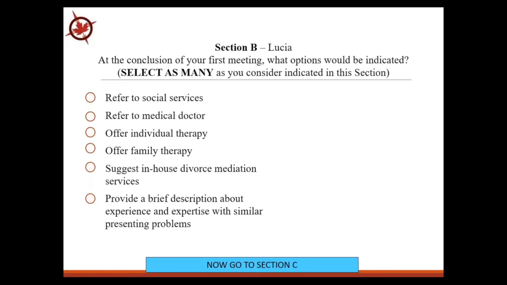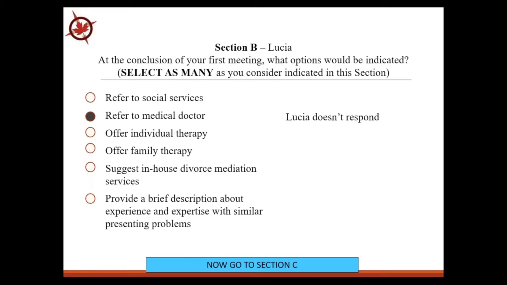So let's say you selected refer to a medical doctor. Well, she's not going to respond. I would suggest to you that that's probably calibrated negative because she just came from her medical doctor. And that competency there has to do with being in the present moment with the client and listening carefully. That active listening piece is critically important there. She's not going to want to be referred back to the medical doctor. She just came from there.